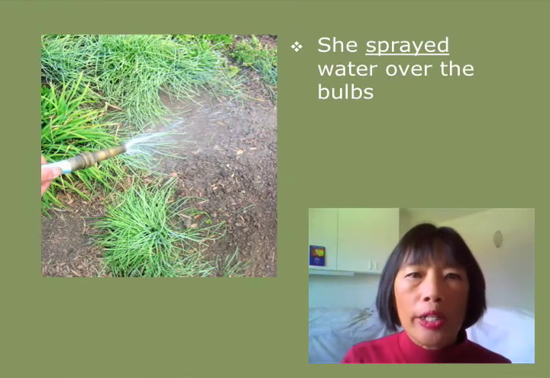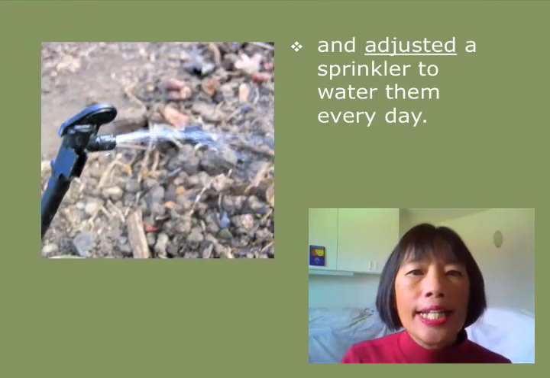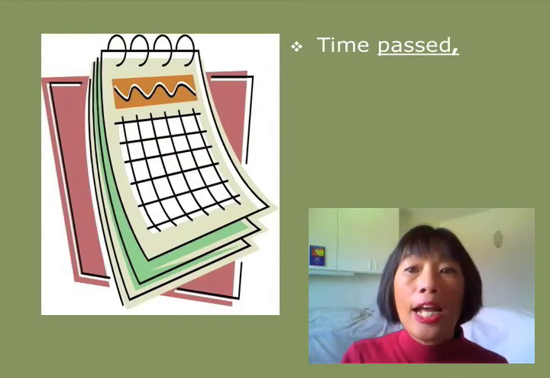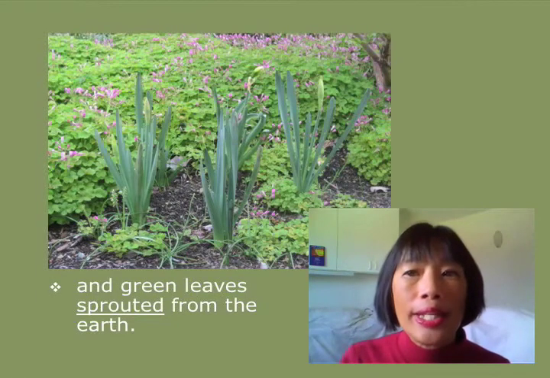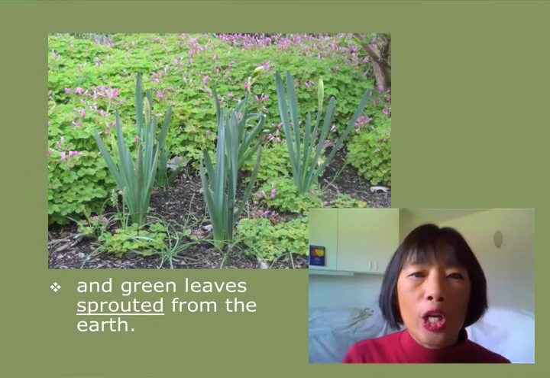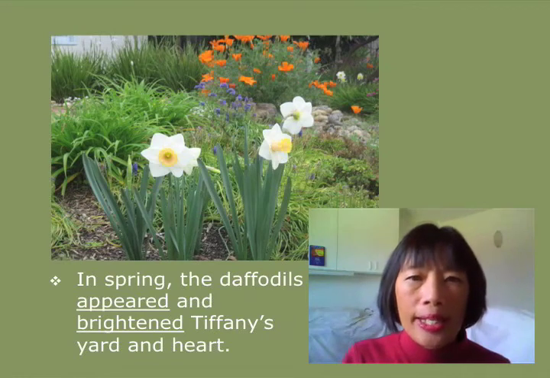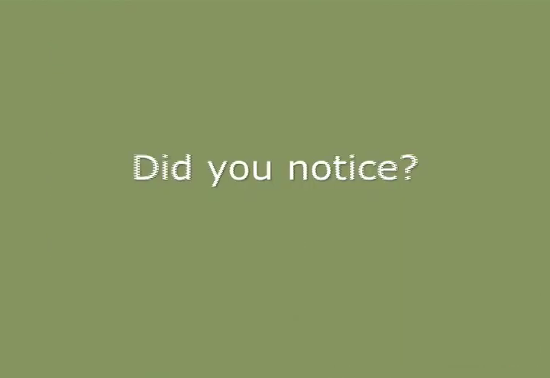She sprayed water over the bulbs and adjusted a sprinkler to water them every day. Time passed, and green leaves sprouted from the earth. In spring, the daffodils appeared and brightened Tiffany's yard and heart.